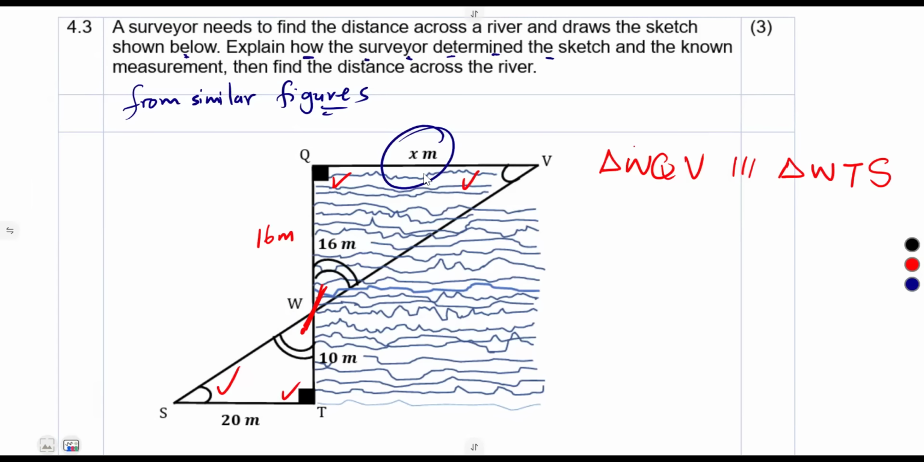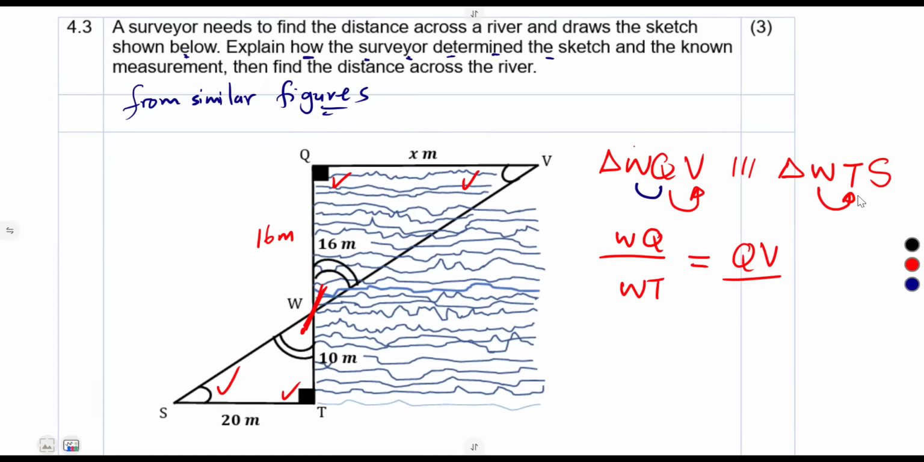So to find x, the distance across the river, which is the unknown, we can simply use the ratio of sides. As we can see, where x is, it is Q to V. So we can form that ratio of sides: WQ over WT must be the same as QV over TS. It must be the same as WV over WS.